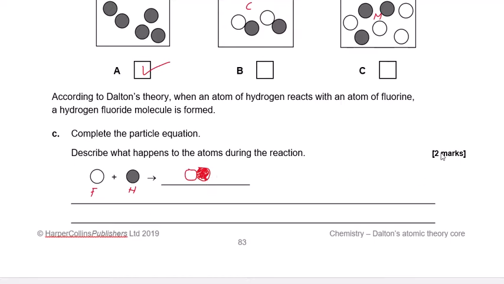Now for that, it's a 2-mark question. You get 1 mark. Okay, so describe what happens to the atoms during the reaction. Well, all that you really need to say about this is that they are now joined together. Okay, and another way of saying that is that the atoms have become a compound. So over here they're separate, they're atoms. Over here they're joined together, so they're now a compound.